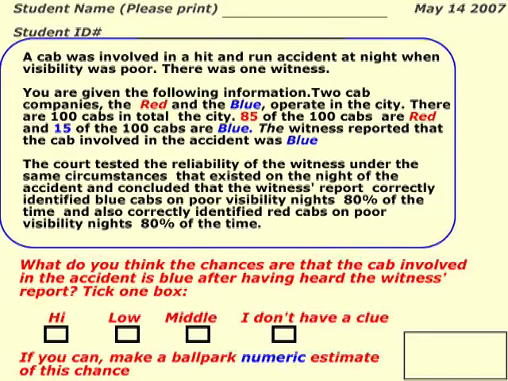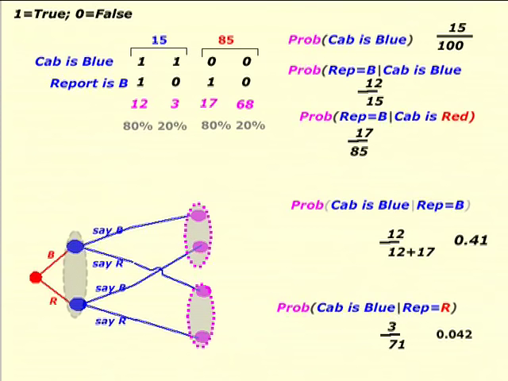One way you can think about this is by looking at, I'm just going to do this really fast, because I put this up on the web. What it is, you can break it down into, I want to know whether the cab is blue or not. The witness report is it's blue or not. Those could be all true or false. Put on a little truth table.